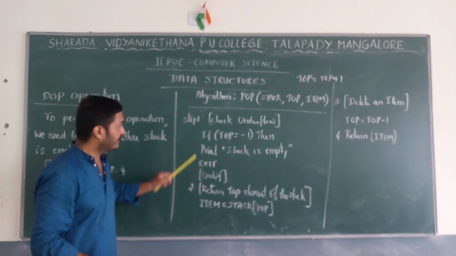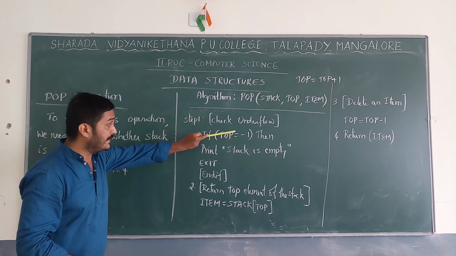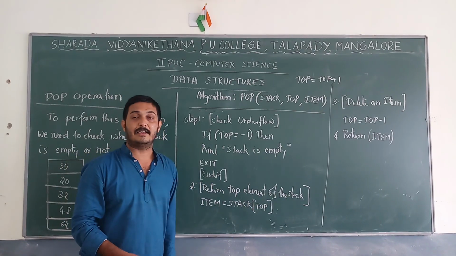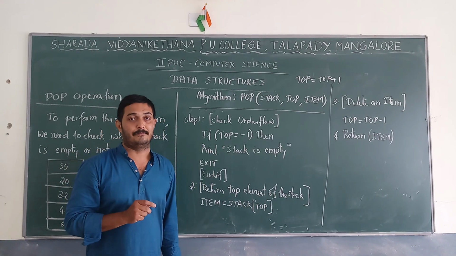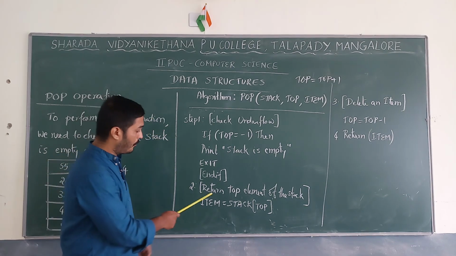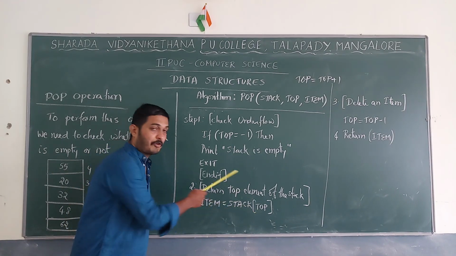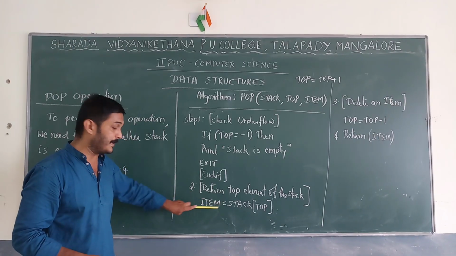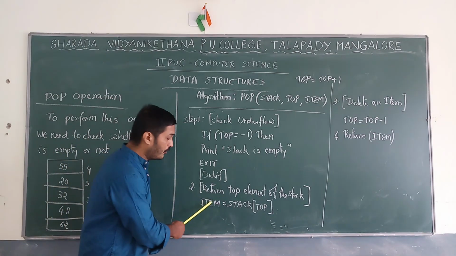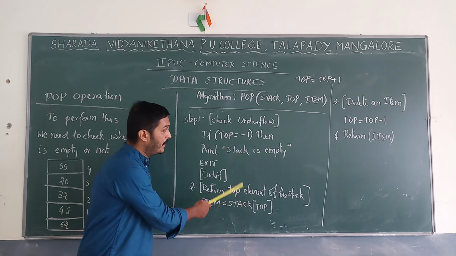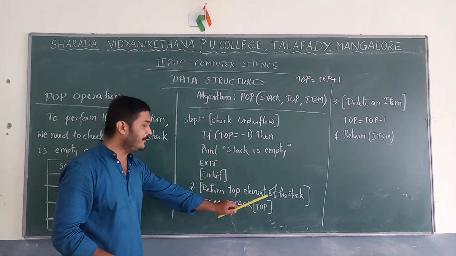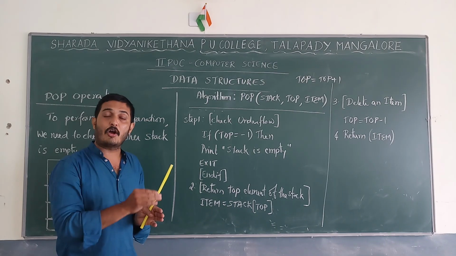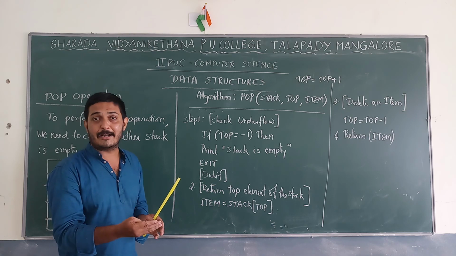After this, second, if top is not equal to -1, what do we have to do? Return the top element of the stack. That means we need to specify the top. Item equal to stack of top. Here, item is the element that is to be deleted: item equal to stack of top. After this instruction, the top element will be identified by the user.